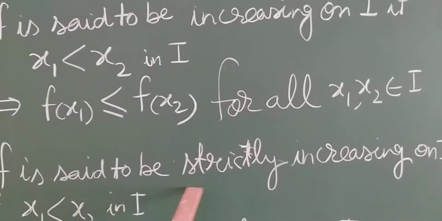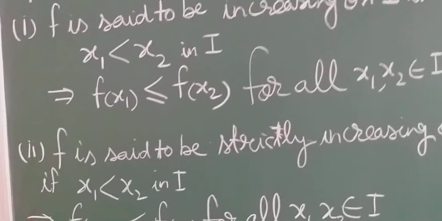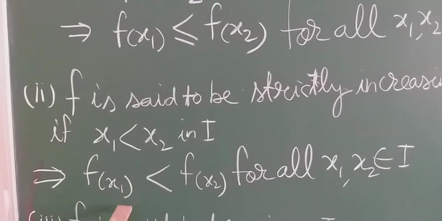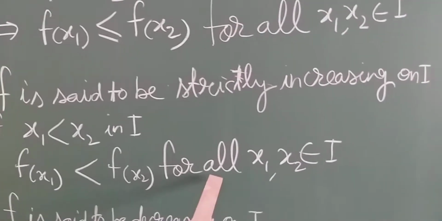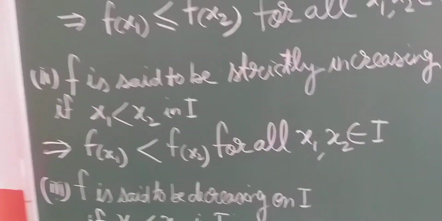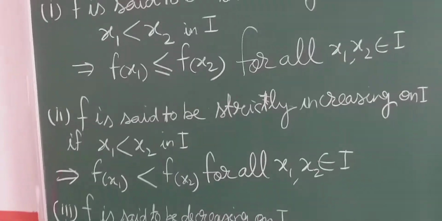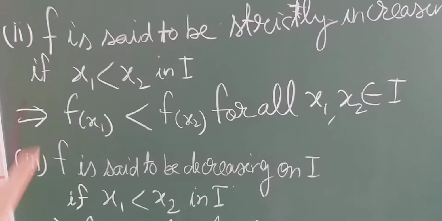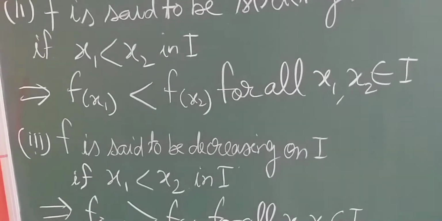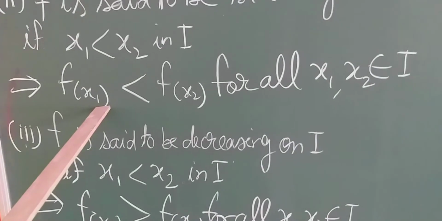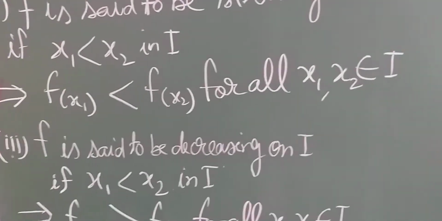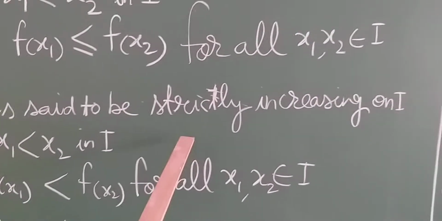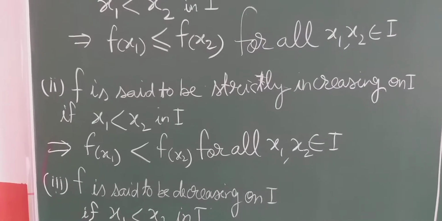F is said to be strictly increasing on I, strictly increasing students, if x1 less than x2 in I and f(x1) less than f(x2) for all x1, x2 belongs to I. Students, if two values x1 and x2 are taken from the interval I, and x1 is less than x2, then also the value of f(x1) is less than f(x2) for all x1 and x2 belongs to I, then the function is called strictly increasing. Okay students.